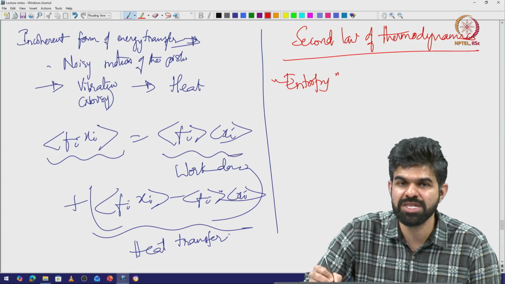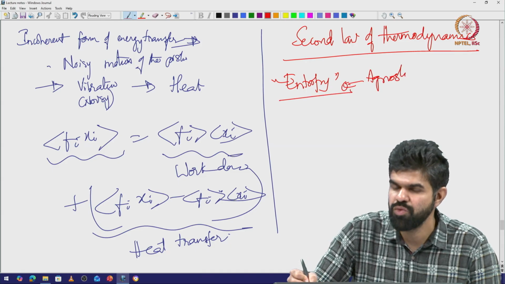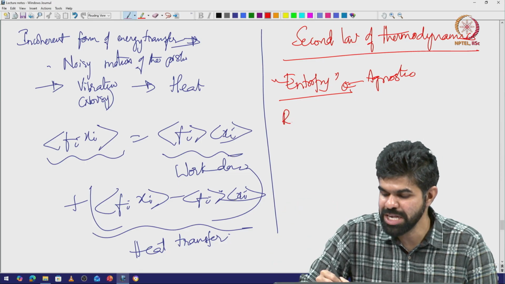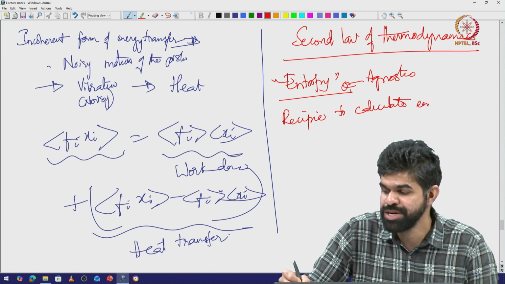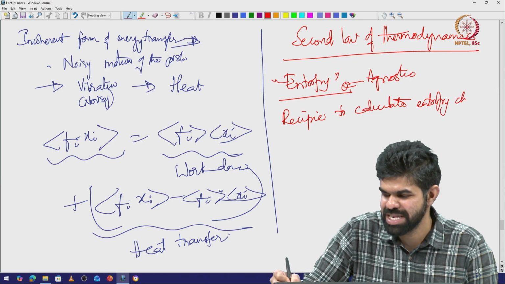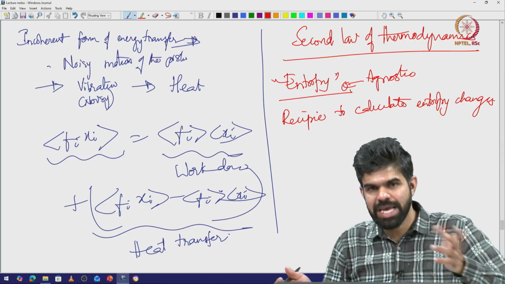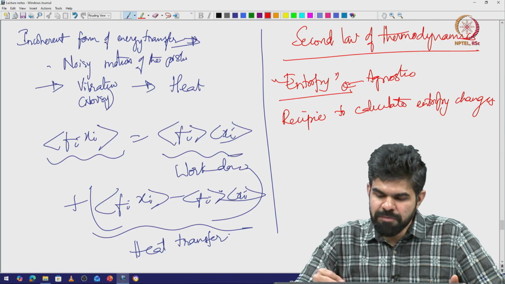The second law of thermodynamics is quite agnostic to what entropy is in a very physical sense, but it tells you a recipe to calculate entropy changes, right. In fact, you must realize that the second law of thermodynamics came before Boltzmann gave the definition of entropy, right. So, now very quickly, right.